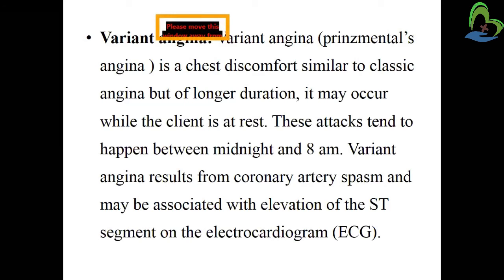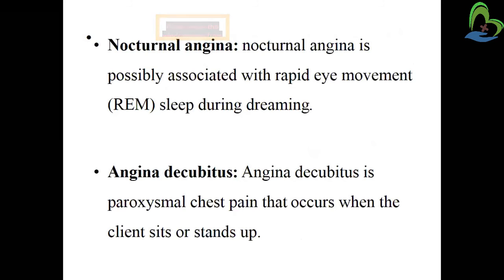Variant angina results from coronary artery spasm, not due to a blockage, but due to the spasm. And even with the ST elevation, which we had graphically seen during myocardial infarction, if oxygen supply is not there, then in that case, ST elevation will be there in the electrocardiogram.